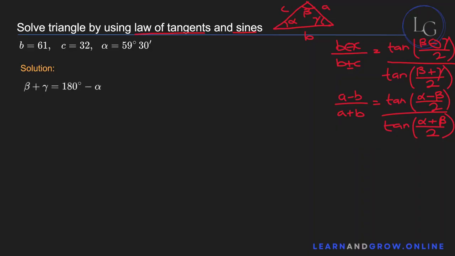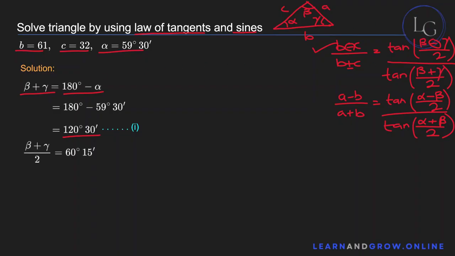And let's see a question. It says that the side B is 61, the side C is 32, and the angle alpha is 59 degrees and 30 minutes, or 59.5 degrees. So beta plus gamma is equal to 180 minus alpha. Obviously, we need this beta plus gamma, so you can use this formula over here. Basically beta plus gamma is equal to 120 degrees and 30 minutes. But we need beta plus gamma over 2, so you just divide this by 2, you get 60 degrees and 15 minutes.